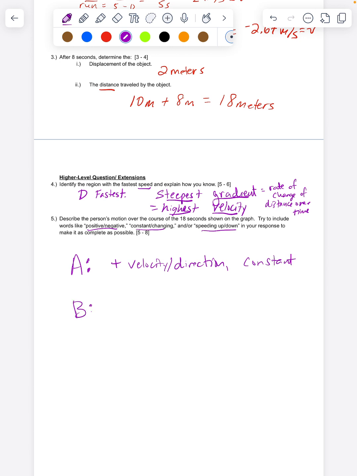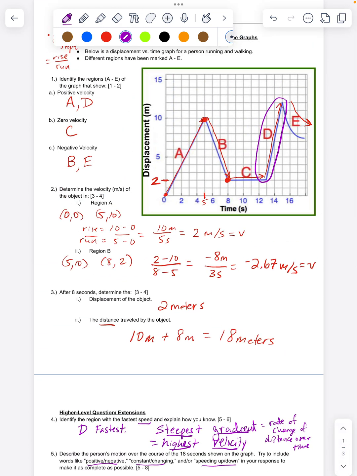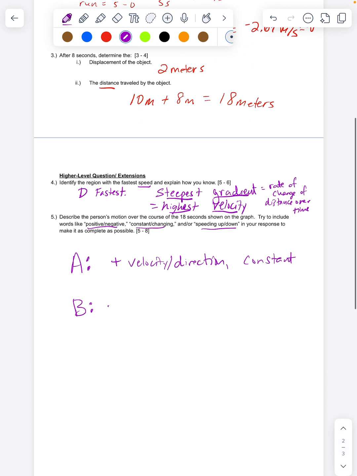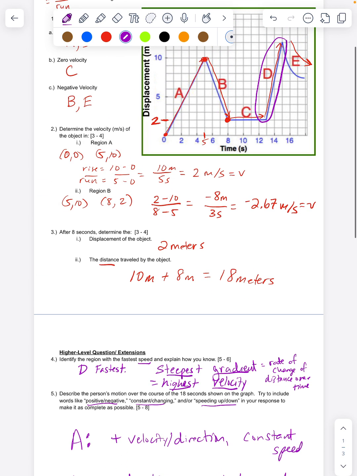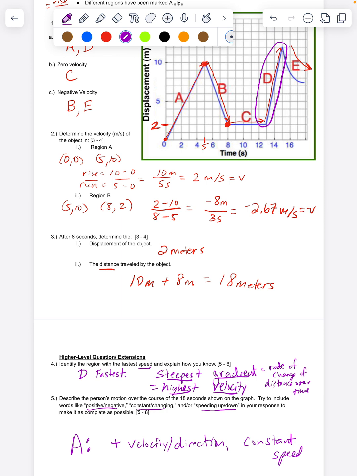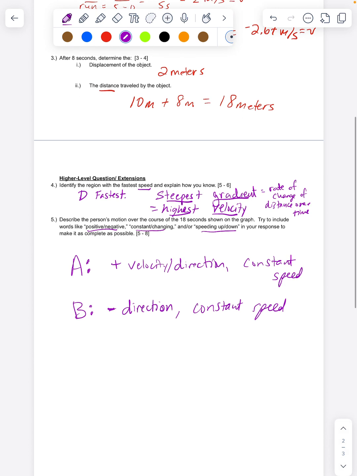Okay, then during region B, the slope becomes negative, so it's going down. So we're now moving in the negative direction, negative sign. But again, it's a straight line, and so it's a constant speed. If you want a little bit more detail, you could say how during B, we're moving faster than we were during A, because it's steeper. But you didn't have to comment on relative speeds here, so I'll leave that out.